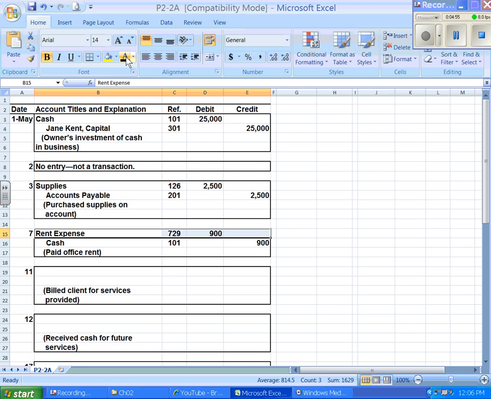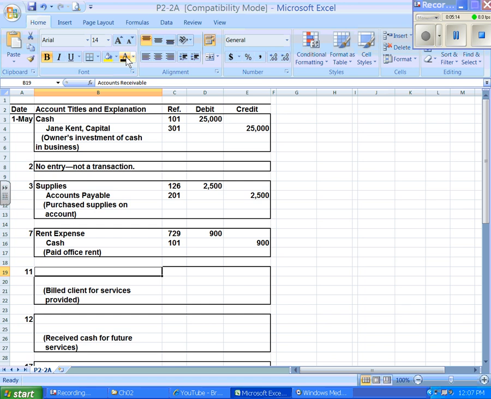Expense would be a debit. Anytime I want to increase an expense account, I'm going to debit it. Remember, go back to that accounting equation so that you can get set in your mind. If you want to increase a certain account, what do you do? If you want to decrease a certain account, what do you do?